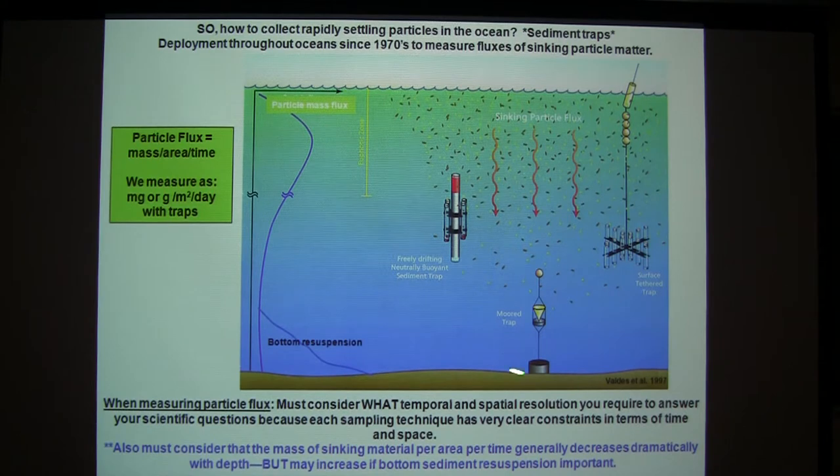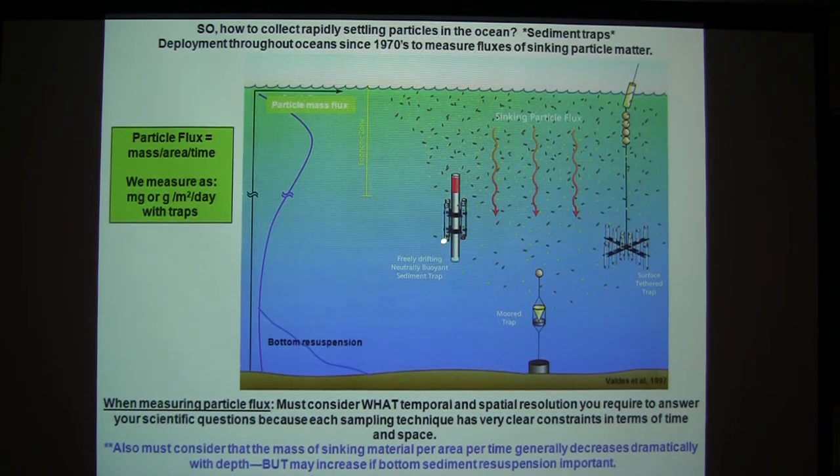And this is what I use in particular because I'm interested in long-term time series of material making it to the deep ocean, either on the margin or in the deep sea. And then there are these new types of traps. There are a variety of other traps that are designed.